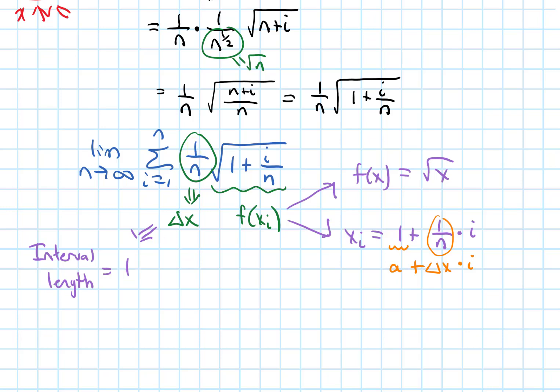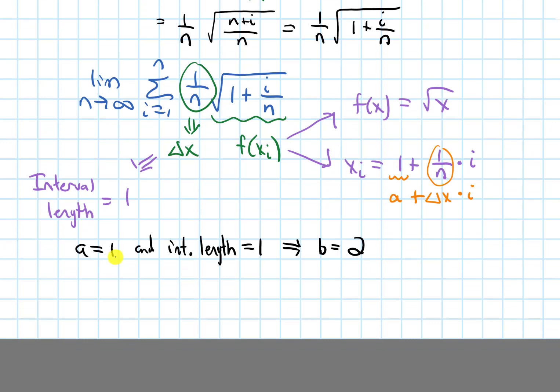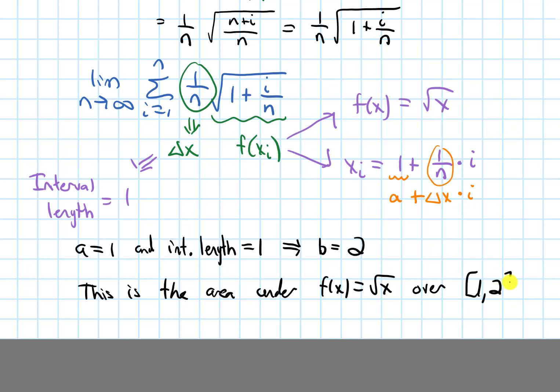Okay, and because I know a is 1 and the interval length is 1, that means the right endpoint, b, is going to be 2. So this is the area under f of x equals square root of x, that function, over the interval from 1 to 2. And that is our answer.